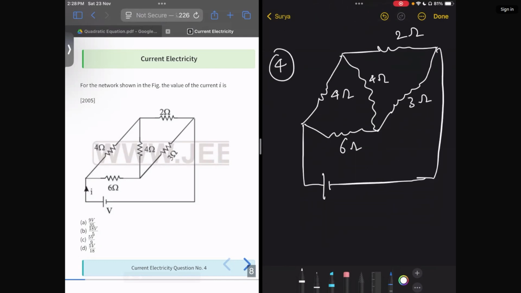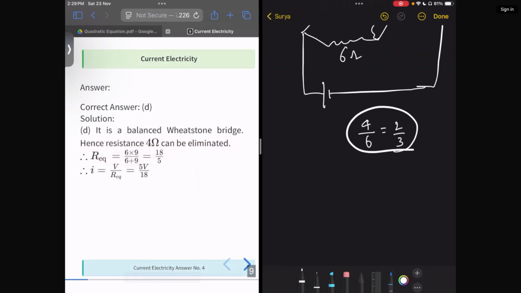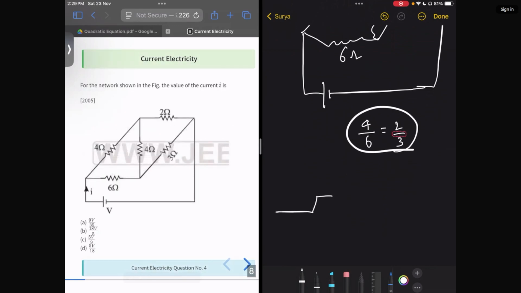Here you can see 4 by 6 is equal to 2 by 3. There is a balanced Wheatstone bridge. So there is no current flowing through the 4 ohm, and there is no use of this element in between. Well, this is a balanced bridge. So there is a 4 ohm, and there will be 2 ohm and 6 ohm, and there will be 3 ohm.